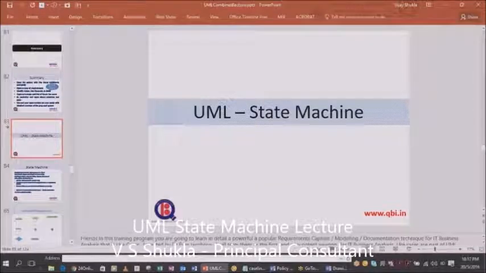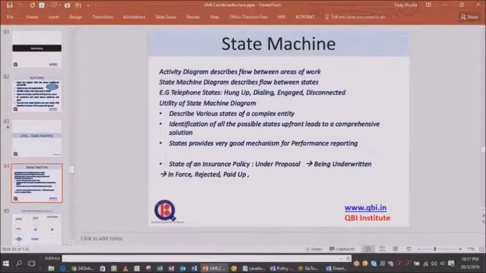So let's learn very briefly about the UML State Machine Diagram. Important entities in a software move from one state to another state. Say, for example, if you open a bank account, that account can be suspended, most of the times it is in force, you can close that account, or it can be under scrutiny. So entities in a system move from one state to another state.